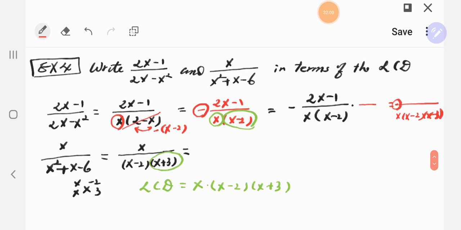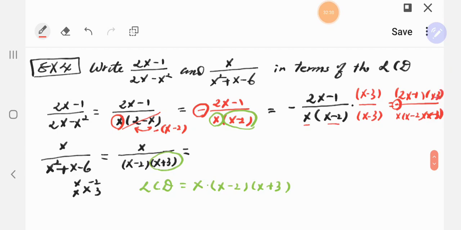All right, so what should we multiply the denominator by? We have x, x minus 2, and x plus 3 is missing. So multiply the denominator by x plus 3 so that we get the LCD. Then multiply the numerator by x plus 3. So the numerator will be 2x minus 1 times x plus 3.